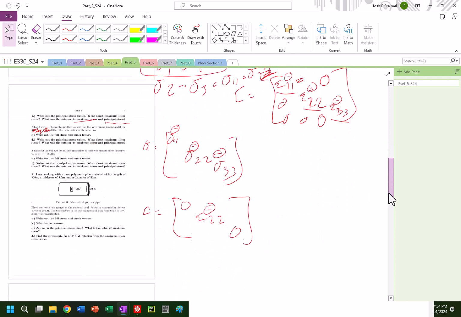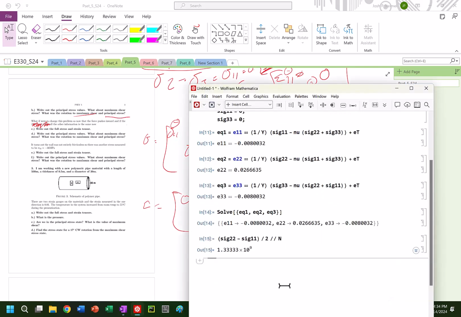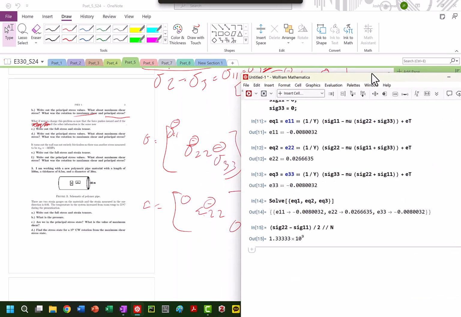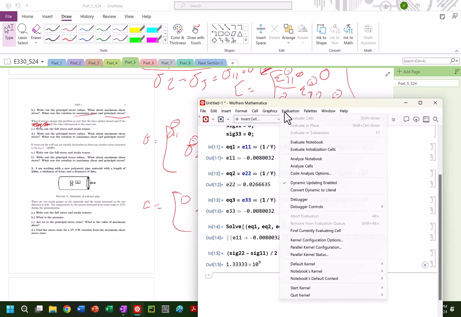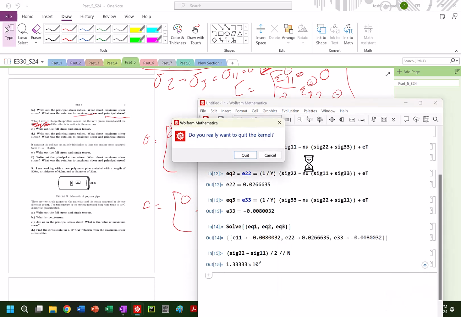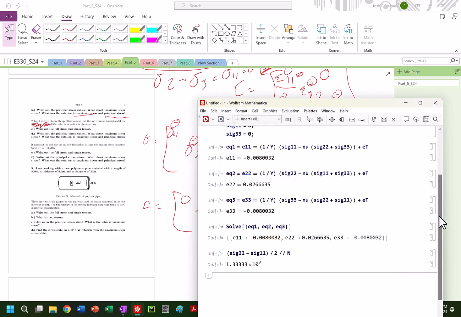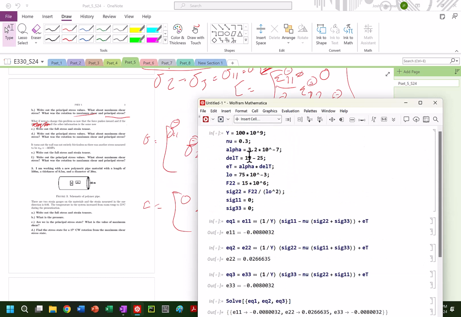All right, so let's go ahead and solve this problem. I'm going to clear everything here, but I'm going to keep my equations. Everything else should remain the same. The only thing that changes is the direction of this force. And we're not going to set sig11. We're going to say E11 equals 0 and E33 is equal to 0.